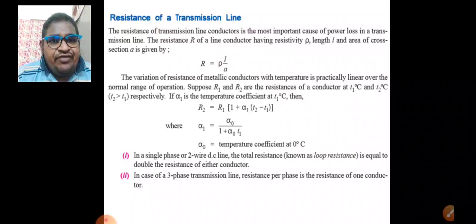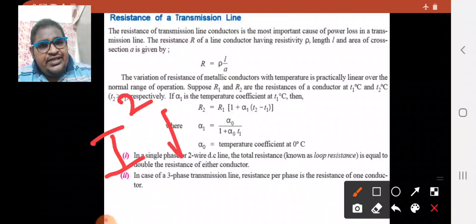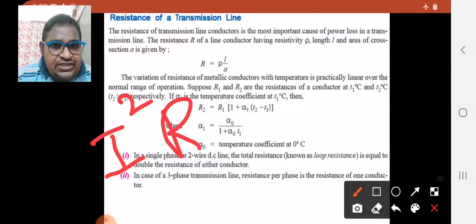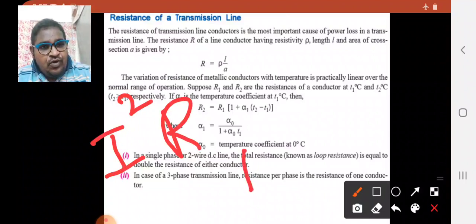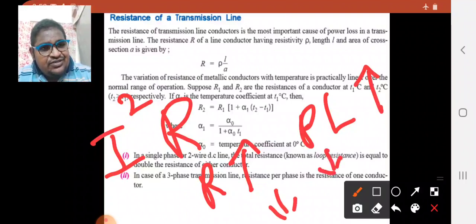Now how can we find out the resistance of the transmission line? And we know that the resistance of transmission line conductor is the most important cause of power loss in a transmission line. Due to the resistance, we have the power loss. What is the power loss in the transmission line? The power loss in the transmission line is I square R. If R is more, then power loss is also more. If R is less, then power loss is also less.